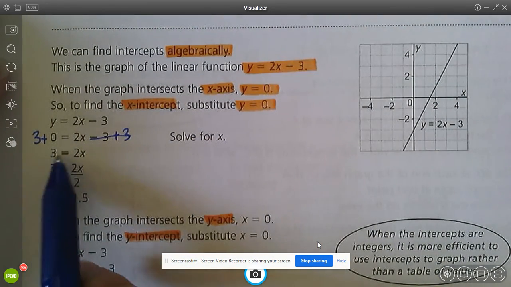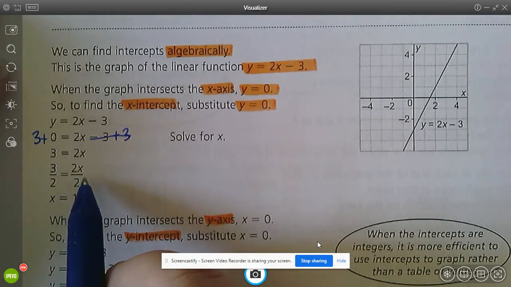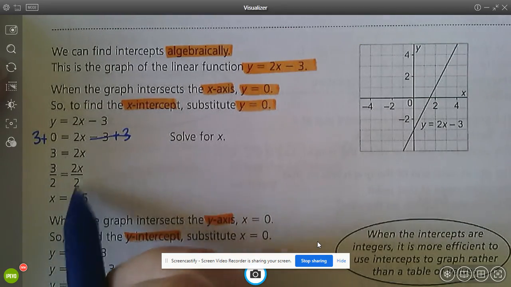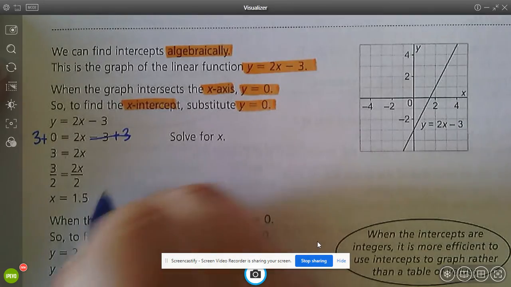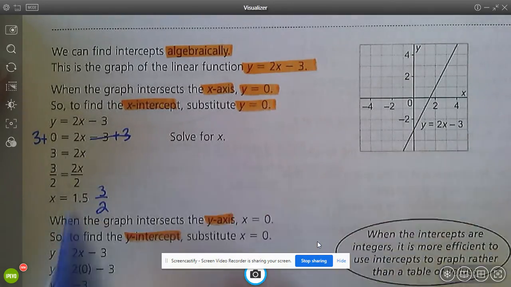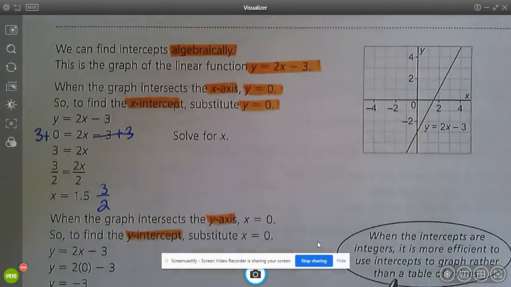I'd be left with 3 equals 2x. Again, to isolate the x by itself, I divide both sides by 2 because the opposite of multiplying by 2 is dividing by 2, and I'm left with x equals 1.5 or 3 over 2. So in this case, they've just put it into a decimal form for us. Okay, so that is where our x-intercept is.